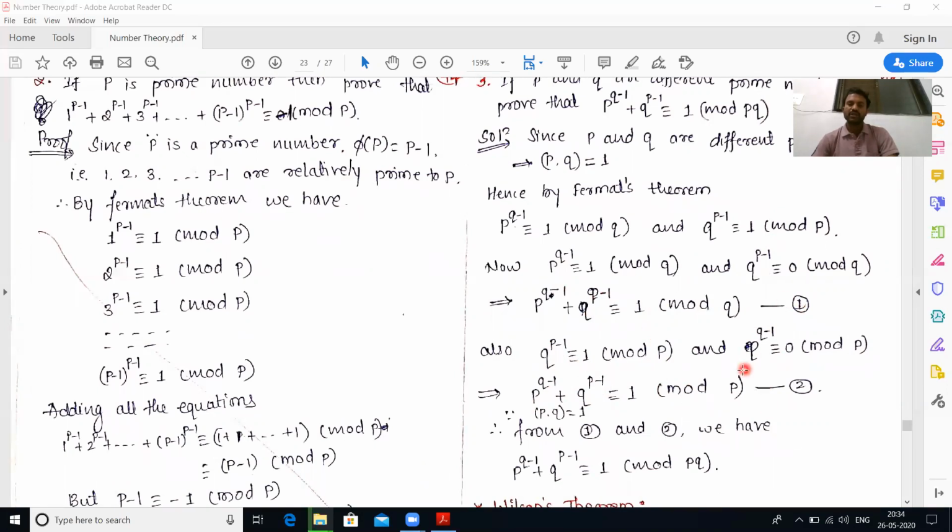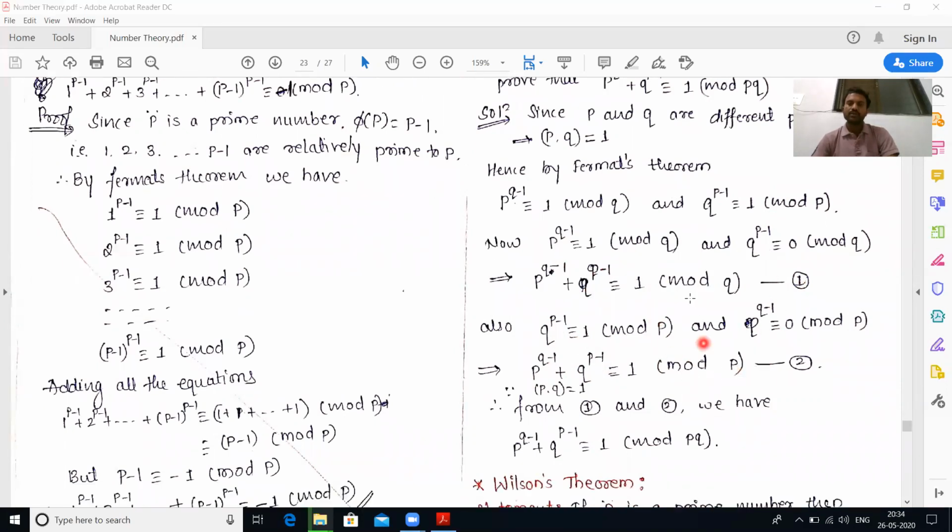Now from equations 1 and 2, we have p raised to q-1 plus q raised to p-1 is congruent to 1 mod pq. Because p and q are different prime numbers, you have to multiply these prime numbers. So we have p raised to q-1 plus q raised to p-1 is congruent to 1 mod pq.